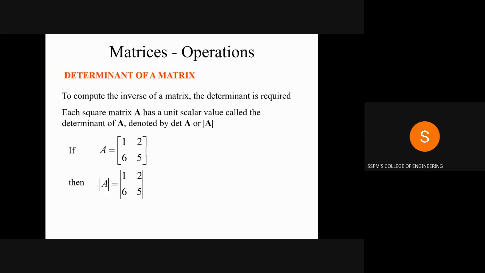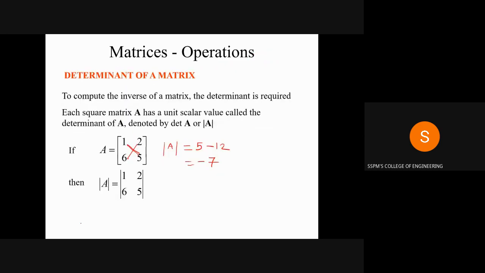Okay, now determinant of matrix, you have learned this already. What is determinant of matrix A? See, this is A, then determinant of A is equal to 1 into 5, it is 5, minus 2 into 6, it is 12, which gives minus 7. So that's how you find determinant of 2 cross 2 matrices.